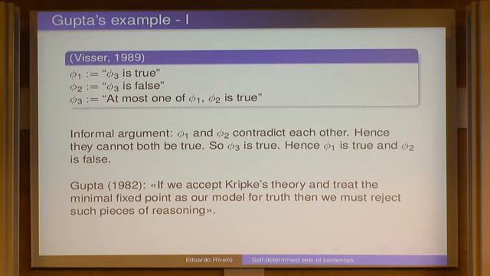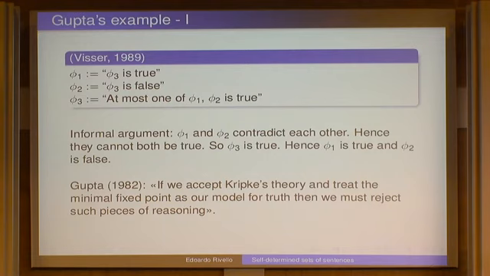So phi1 and phi2 contradict each other, hence they cannot both be true. But this is exactly what the sentence phi3 says, and so phi3 is true, hence phi1 is true and phi2 is false. And from this informal argument, Gupta concludes that since the famous Kripke's formal theory based on the least fixed point doesn't capture this example, then we have to reject Kripke's theory of truth.